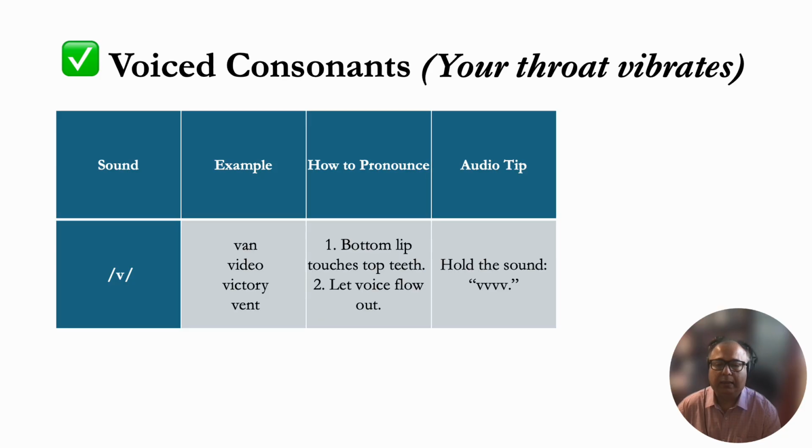V. Let's pronounce some words that begin with this sound. Van, video, victory, vent. How do we pronounce it? If you were paying attention, you may have noticed that my bottom lip touches the top teeth. And that is how you pronounce this fricative. V. So make sure your bottom lip, or lower lip, touches your upper teeth. V, and you let voice flow out.